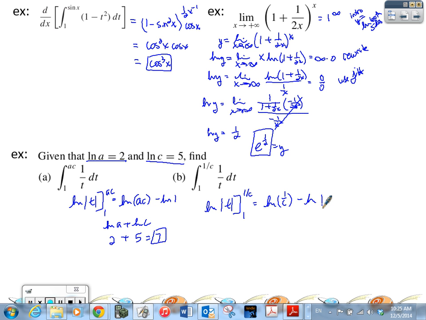ln 1 over c, I don't really have that, but I can use a rule, right? I can do ln c to the negative 1. We okay with that? That's just algebra. Then I can pull the negative 1 out front. Negative ln c. And so we know ln c is 5, so our answer is negative 5.